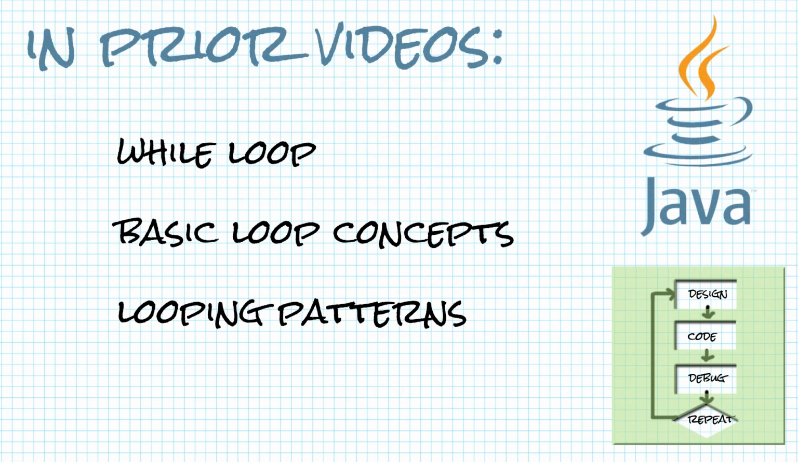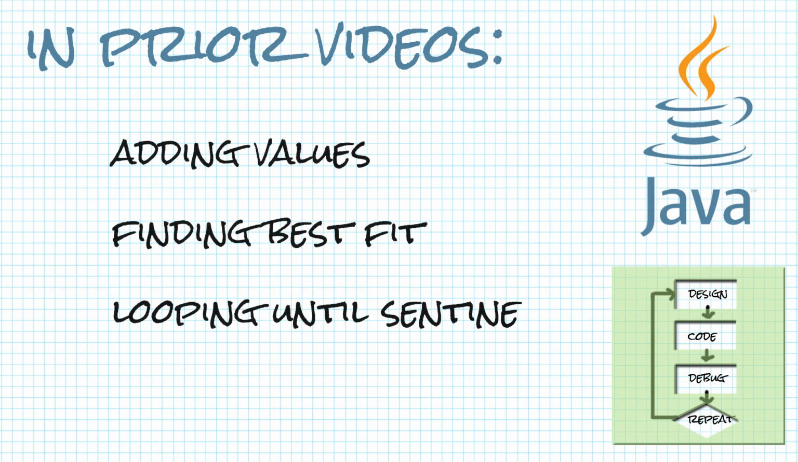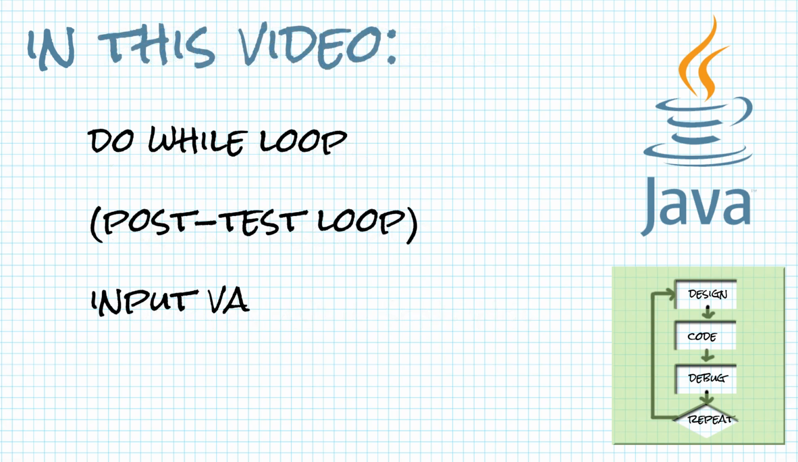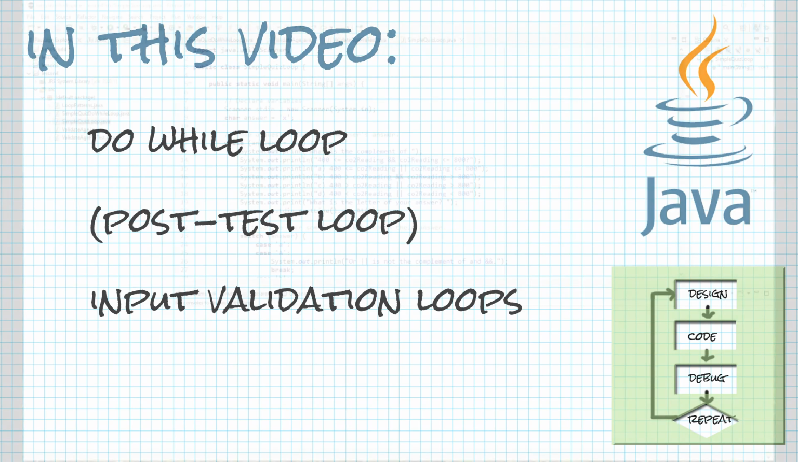So far, we have introduced the while loop, some basic looping concepts, and we've looked at some common looping patterns, such as adding values encountered in a loop, finding the best fit value, and looping until a sentinel value is reached. In this video, I'm going to show you a different looping structure in Java, the do-while, and we'll discuss when this structure is a good choice and how to structure a loop with a while versus a do-while. Let's get right into it.